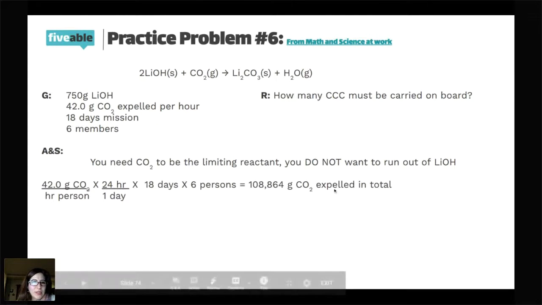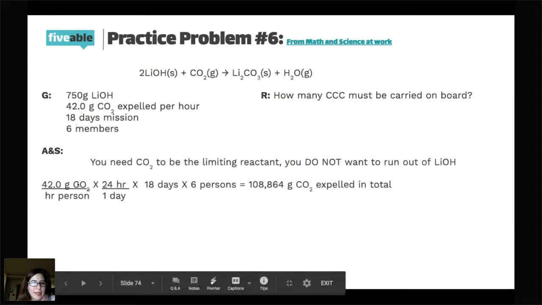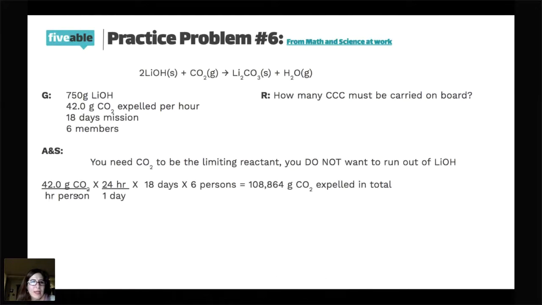So they told us that 42 grams of carbon dioxide were expelled per hour per person. And we have an 18 days mission. So one day has 24 hours, and then the mission is 18 days. This is per person, so we need to multiply times 6 because the crew is of 6 people. So this is the amount of carbon dioxide that is expelled in total, in the total mission. So this is the one that we are going to start our stoichiometry problem.